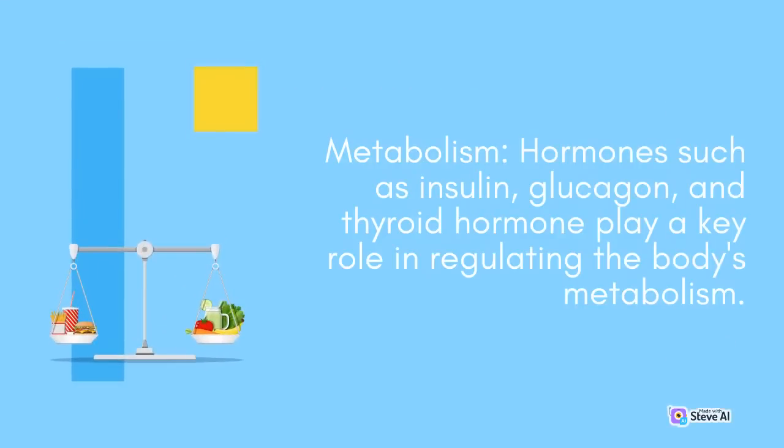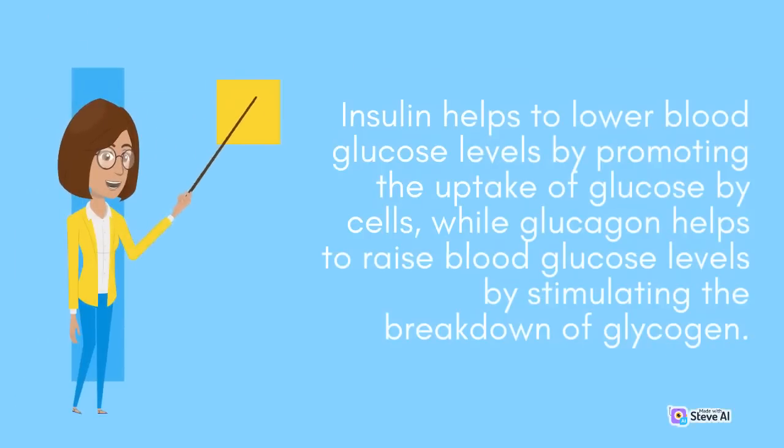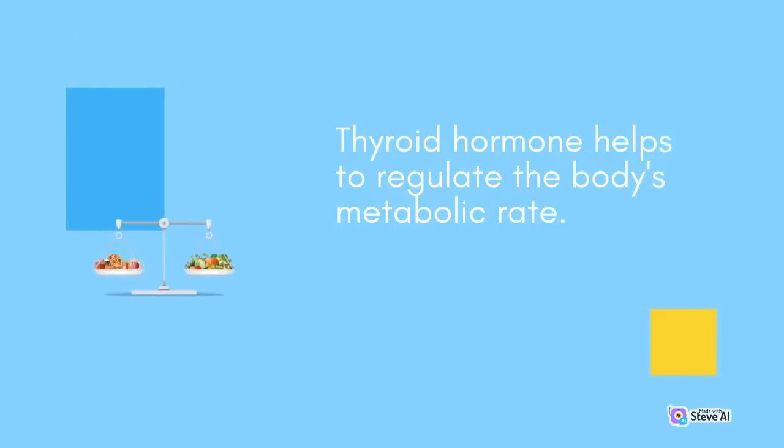Metabolism. Hormones such as insulin, glucagon, and thyroid hormone play a key role in regulating the body's metabolism. Insulin helps to lower blood glucose levels by promoting the uptake of glucose by cells, while glucagon helps to raise blood glucose levels by stimulating the breakdown of glycogen. Thyroid hormone helps to regulate the body's metabolic rate.